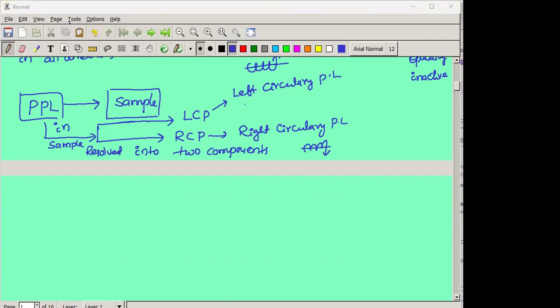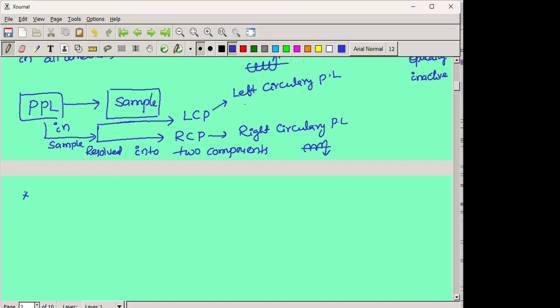Sir, right side more, sir. Is it clear? So one is left circularly polarized light, the other is right circularly polarized light. Which one has the maximum velocity? That will come outside from the sample molecule, so we can identify it based on the velocity of the left circularly polarized light or right circularly polarized light.